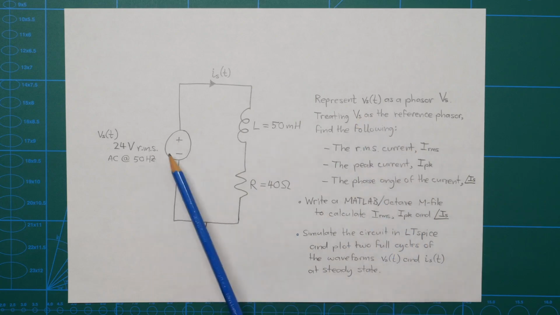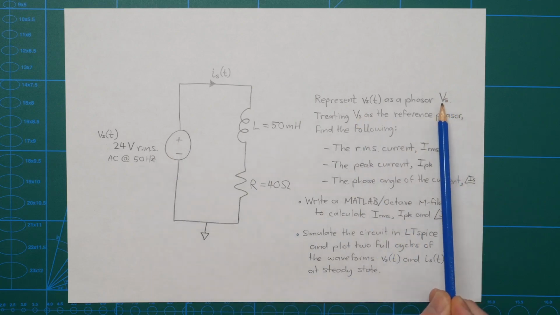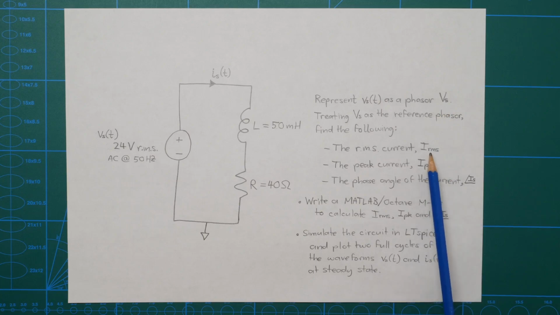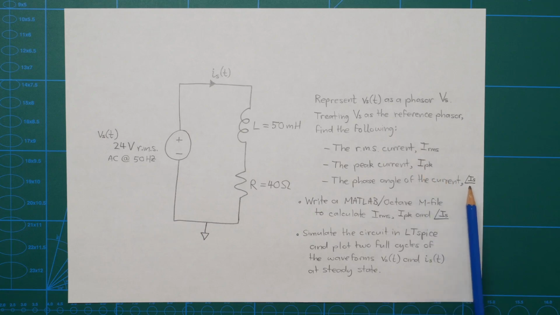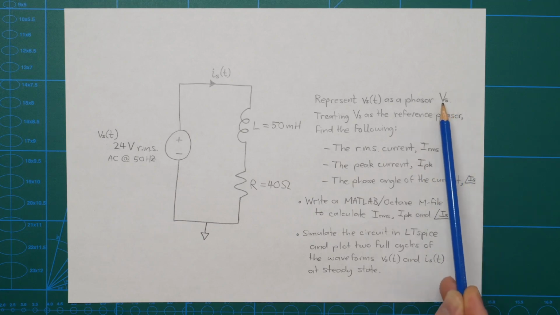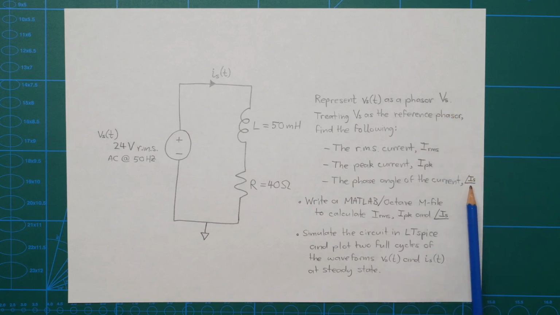We're going to represent the supply voltage as a phasor, capital VS. That'll be the reference phasor, so it's a complex number but with angle 0, so it's basically got 0 imaginary part. The three things we're trying to calculate are the RMS current, IRMS, the peak current, and the phase angle of the current. That's going to be relative to our reference phasor VS. So essentially this will be the phase difference between the current and the voltage in the circuit.